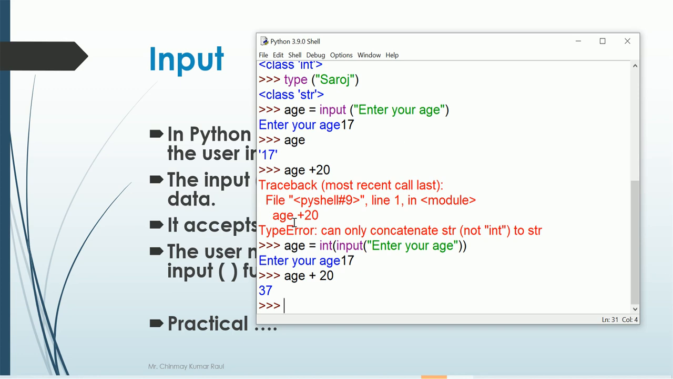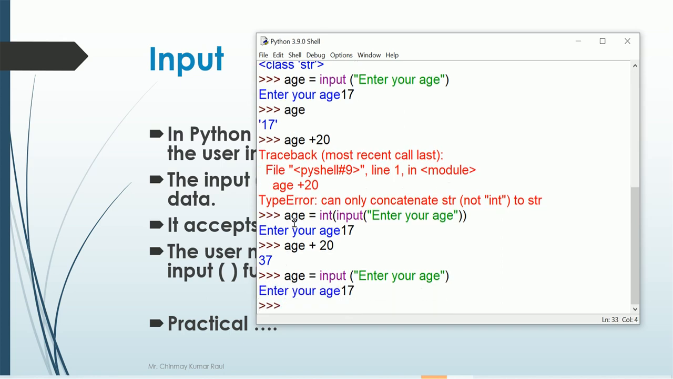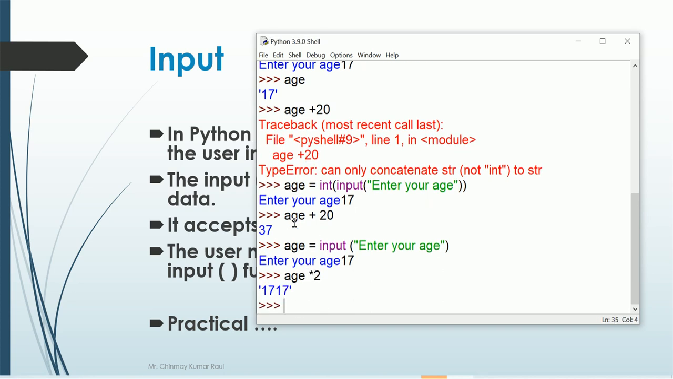Now you understood, right? Suppose my age was entered without putting int, without converting. Suppose I put the data 17 and I use age into 2. It means this is not multiplication. If this is used for the string data type, then it will replicate. 2 times it is replicating.